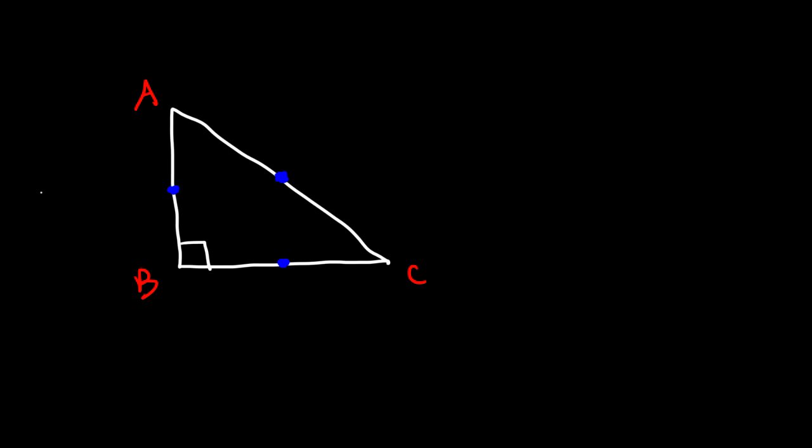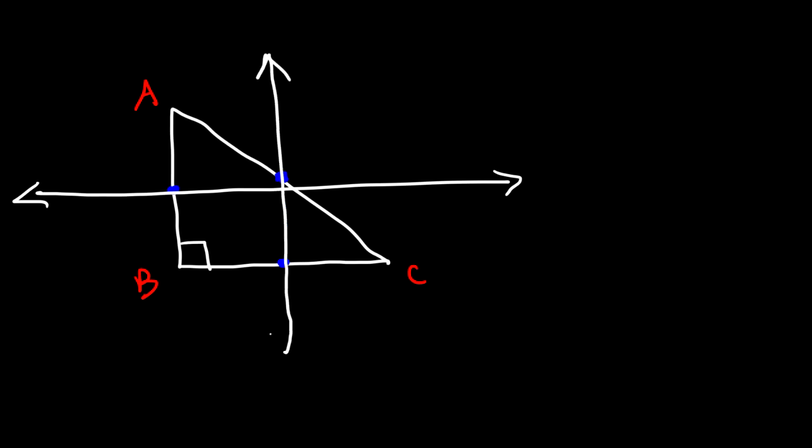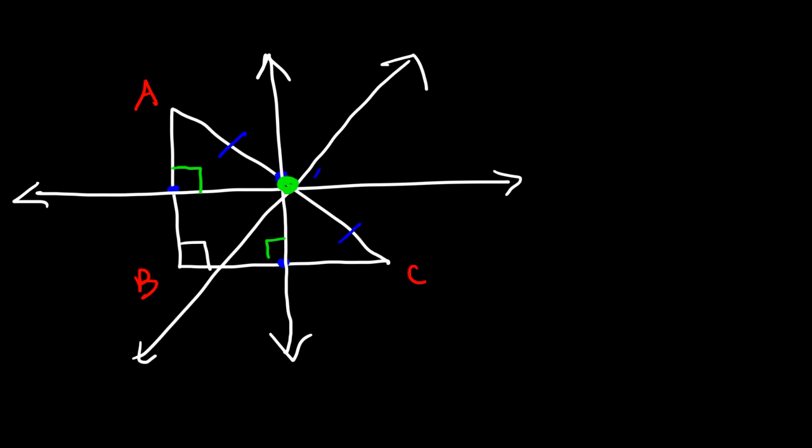So perpendicular to AB is a line that looks like this. Perpendicular to BC is a line that looks like that. And perpendicular to AC is a line that looks like this. So as you can see, they intersect on the hypotenuse. And in fact, they intersect at the midpoint of the hypotenuse, which means that this side is congruent to that side. So if we call this point M, AM is congruent to CM.